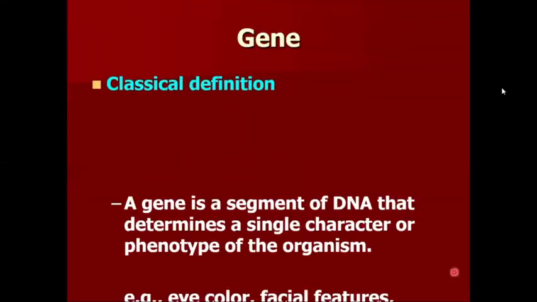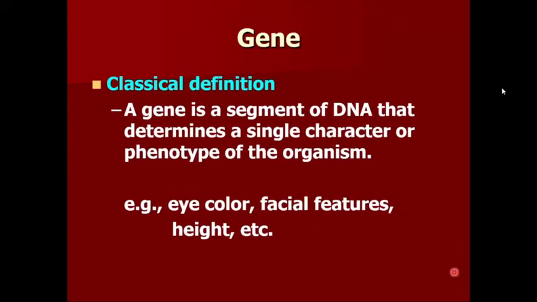So this is the classical definition of a gene. It is a segment of DNA that determines a single character or phenotype of the organism. And what is a phenotype? That is the observable characteristic of the organism, like eye color, height, and so on and so forth.